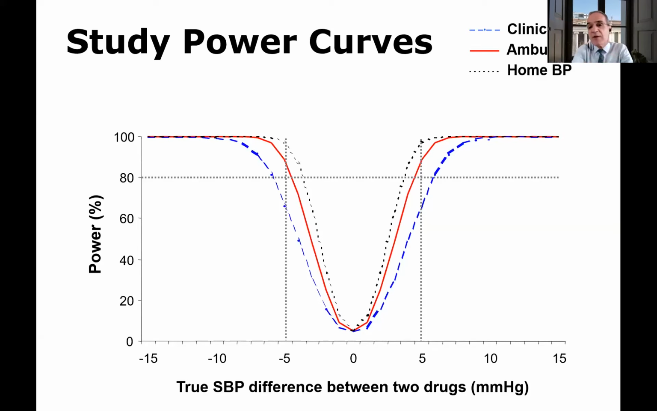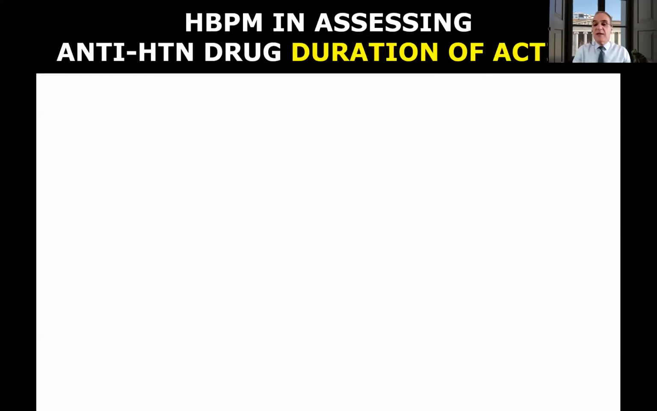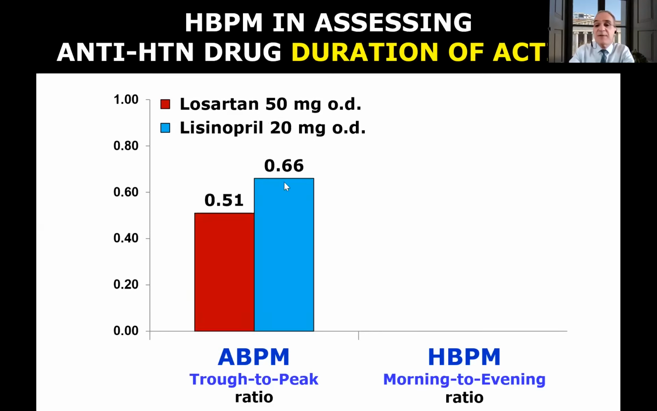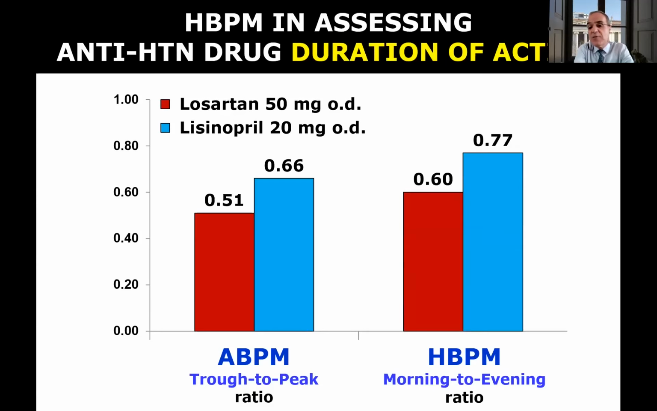So home blood pressure monitoring, as well as ambulatory monitoring, increases the statistical power of clinical trials assessing the efficacy of antihypertensive drugs. And home blood pressure can help you see the duration of antihypertensive drug action. You know, we have the trough to peak ratio, and in this study several years ago, we used the trough to peak ratio with ambulatory monitoring to compare two drugs, losartan 50 and lisinopril 20. We know now that lisinopril 20 is stronger, but at that time we were told that losartan 50 is the maximum dose. And ambulatory monitoring clearly showed that lisinopril had longer duration of action, higher trough to peak ratio than losartan. But if you use morning to evening home blood pressure monitoring, you can find the same. So morning to evening home blood pressure can give you the same information about the duration of antihypertensive drug action as much as trough to peak ratio with ambulatory monitoring.